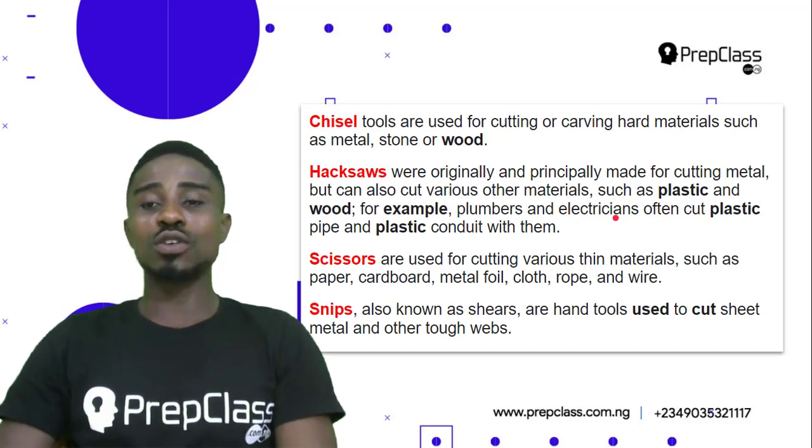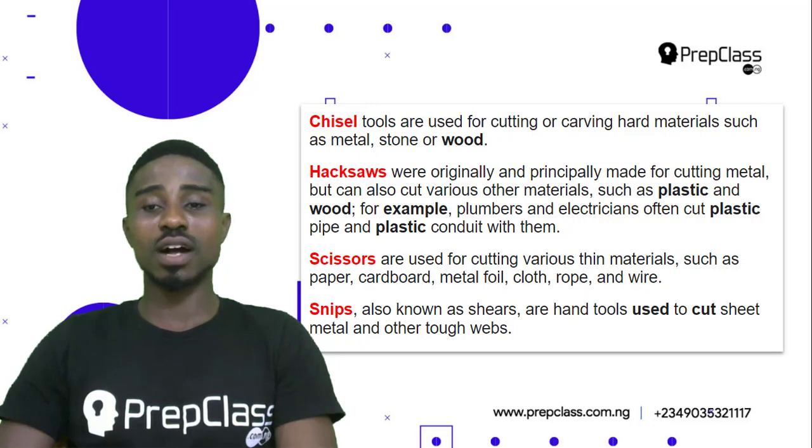Chisel tools are used for cutting or carving hard materials such as metal, stone, or wood. Now, hard materials such as metal, but not thin sheet metals, because thin sheet metals are softer than the usual metallic materials. That's not our correct answer.